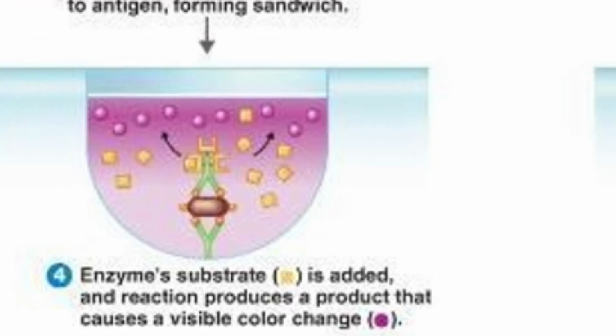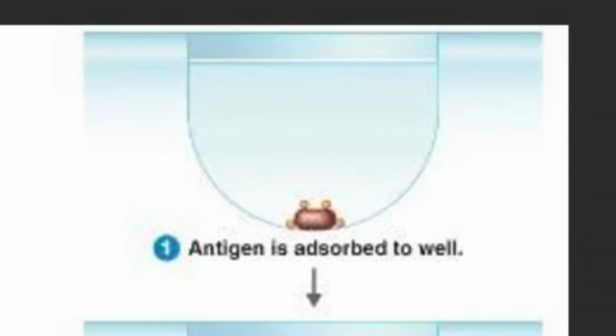On the right-hand side of your screen, you have an indirect ELISA, which begins with a laboratory-bound antigen bound to that microtiter well, because this test is looking for patient antibody.